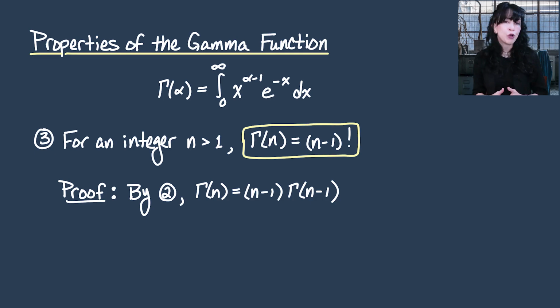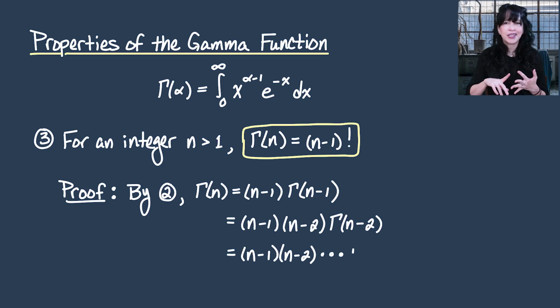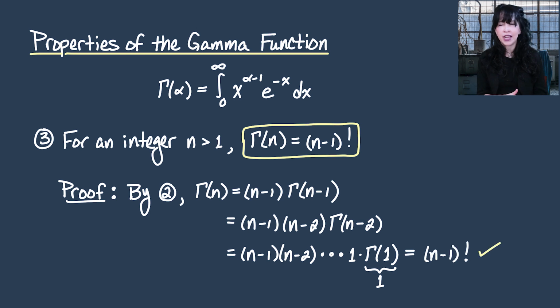But I can use property 2 again on gamma of n minus 1 to say that it is n minus 2 times gamma of n minus 2. And if I keep bringing down the argument of gamma in this way, I will get n minus 1 times n minus 2 all the way down to 1 times gamma of 1, but gamma of 1 is 1. And we're left with n minus 1 factorial, which is what we wanted to show.